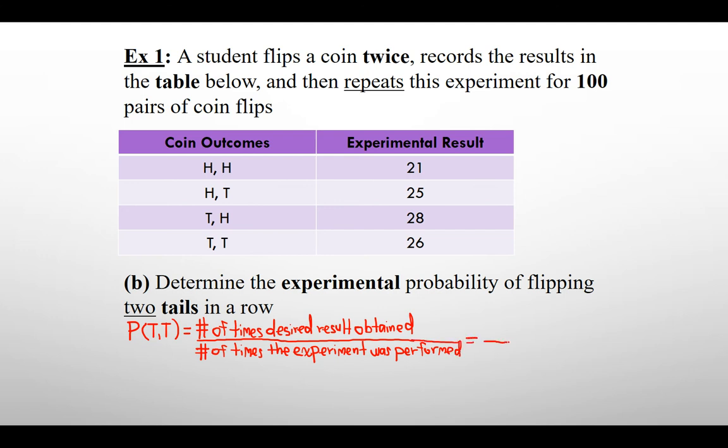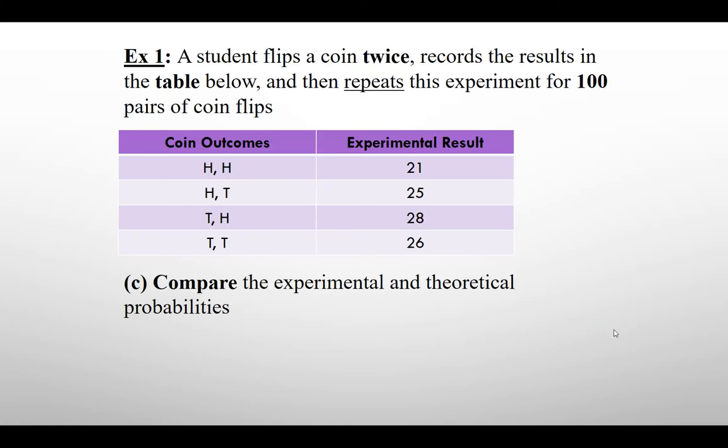Okay, so let's look at this. How many times did we perform the experiment? Well, they did this flipping of a coin followed by flipping of a coin 100 times. Okay, this experiment was done 100 times total. Now, how many times did they actually get, in reality, tails followed by tails? That happened 26 times. So this would be 26 over 100. 26 over 100 would be as a decimal 0.26. And if you convert that to a percentage, you would get 26%.